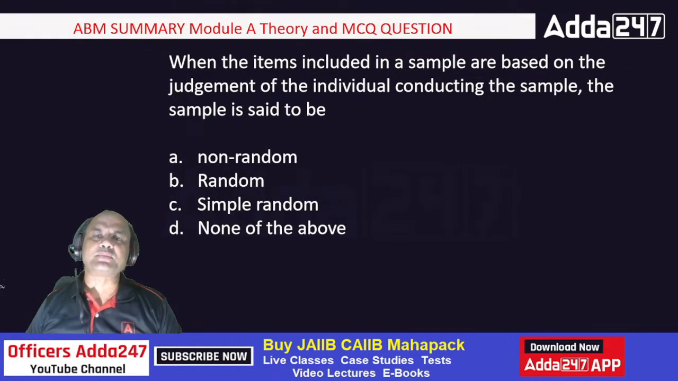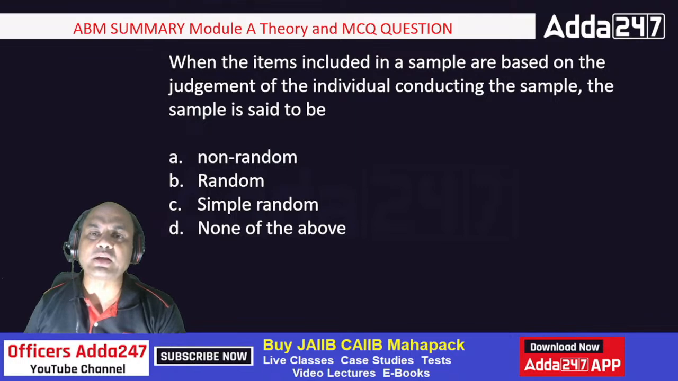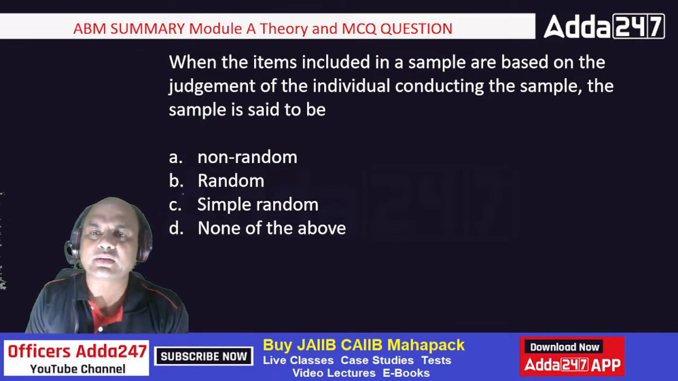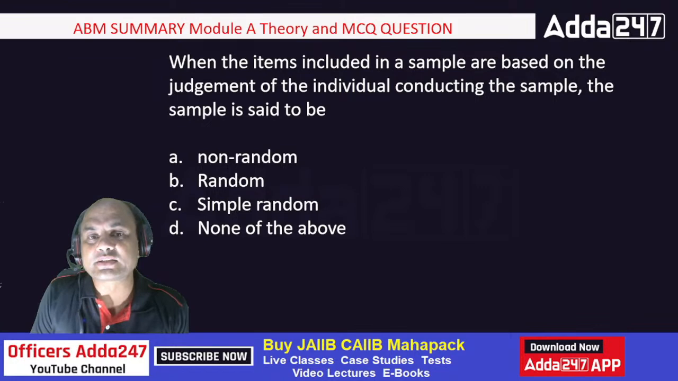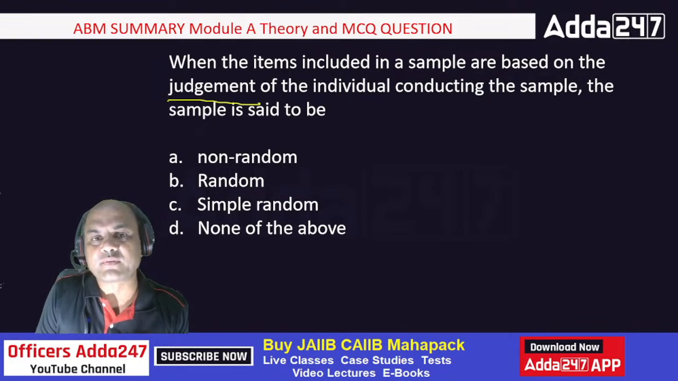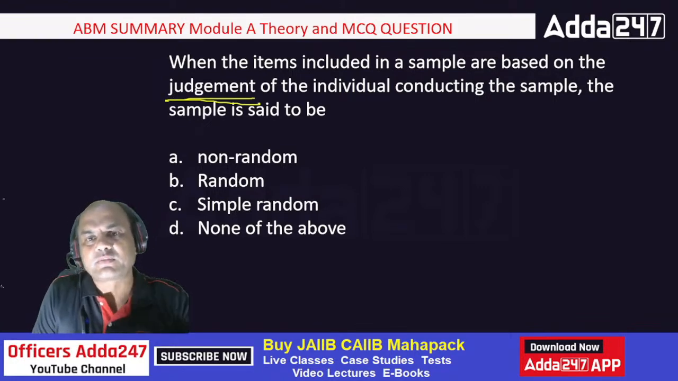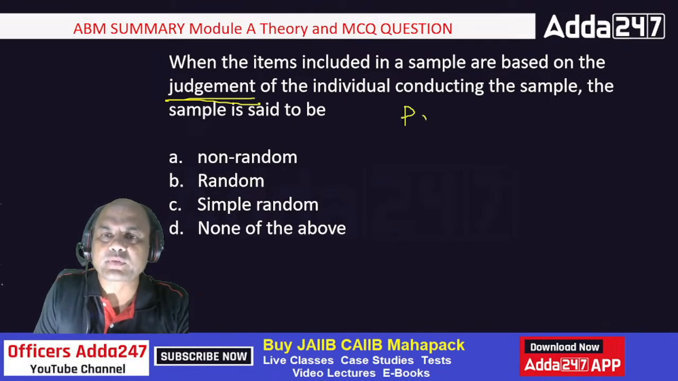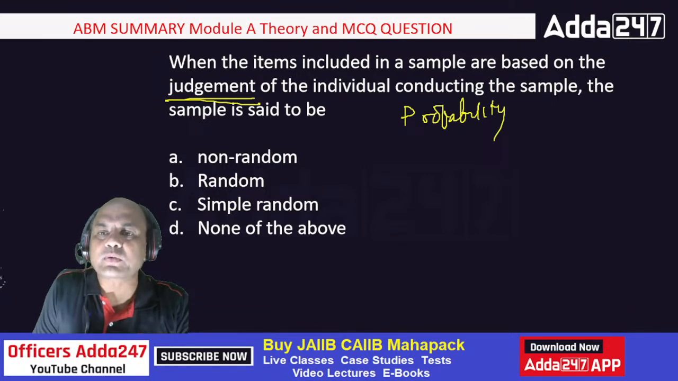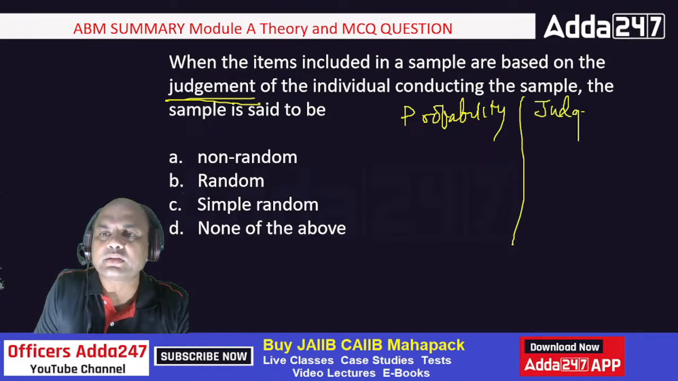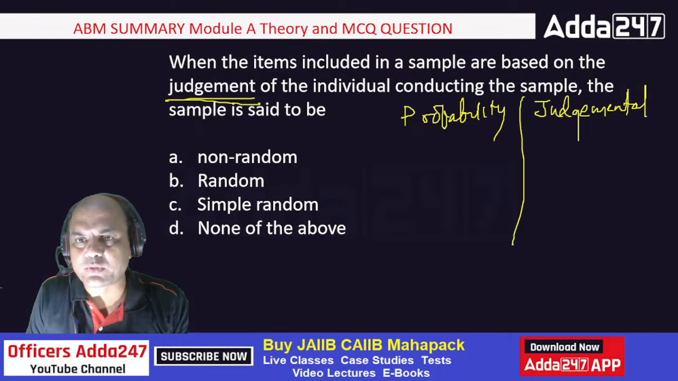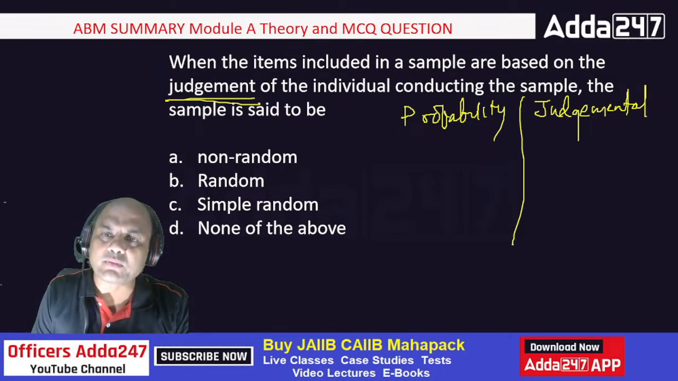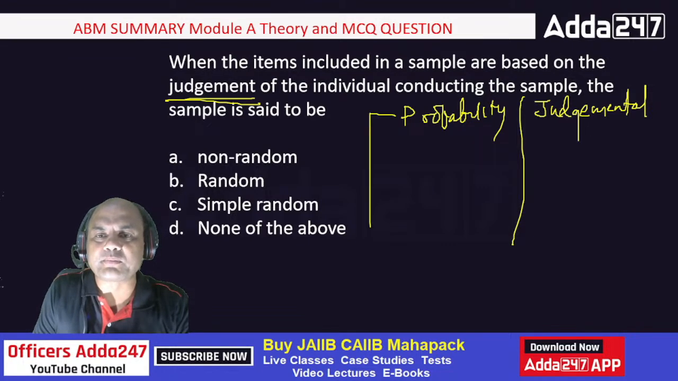Second, when the items included in the sample are based on the judgment of the individual conducting the sample, then the sample is said to be what? See here, whenever it is based on judgment. There are two types of sampling. Always remember: one is probability, and second is non-probability or judgmental, we call it. Okay, so two types of sampling, probability and judgmental.